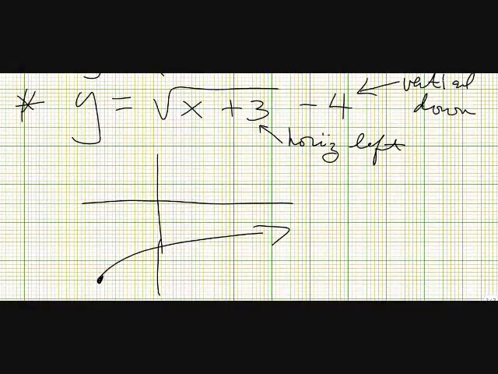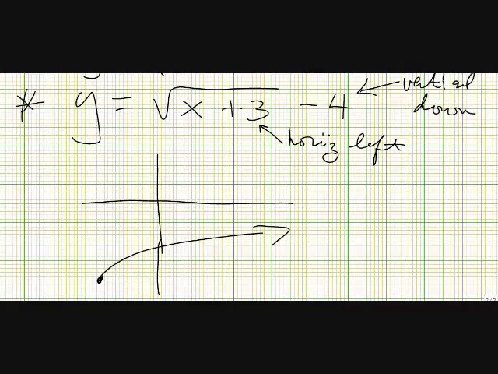y-intercept. When x is 0, I get the square root of 3 minus 4. The square root of 3 is 1.7, so that's almost negative 2, a little over negative 2. Oh, I put it in the right place. Yeah, that was about right.